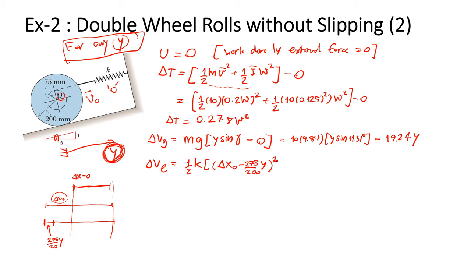And the original potential energy is delta x zero squared. Before the motion, the spring has the full stretch like this, delta x zero. But at any y, we reduce the stretch length of the spring by the displacement y.